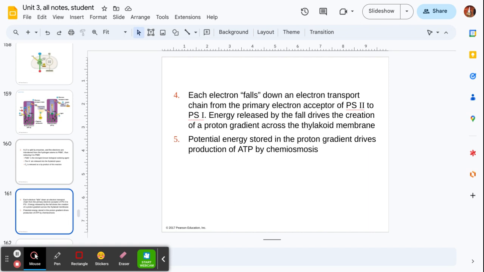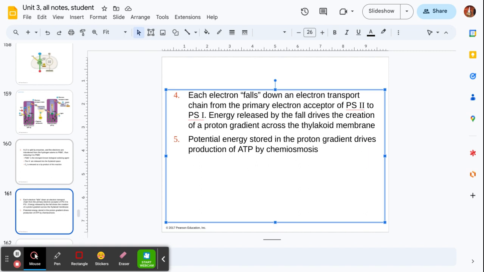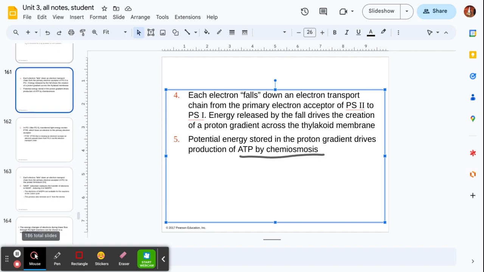Each electron falls through a series of steps in that electron transport chain. And as it does, that creates a proton gradient. And then you get that potential energy stored in the proton gradient to use to make ATP by our wagon wheel. Remember our wagon wheel, or not our wagon wheel, our water wheel. Got our water wheel moving and generating, as it spun, that generated the production of ATP. Same thing is happening here.